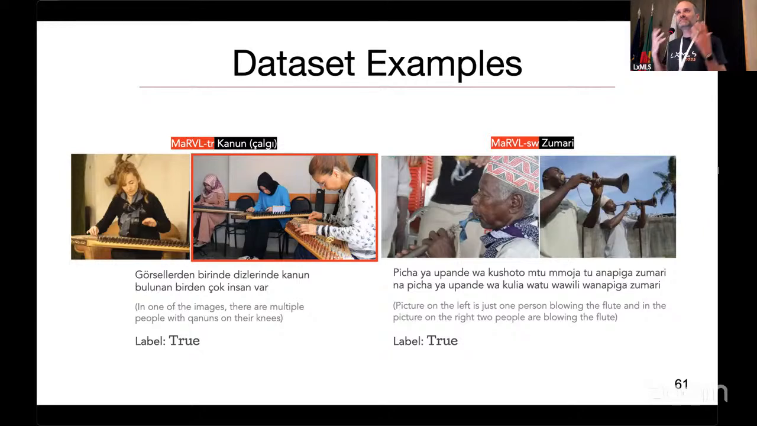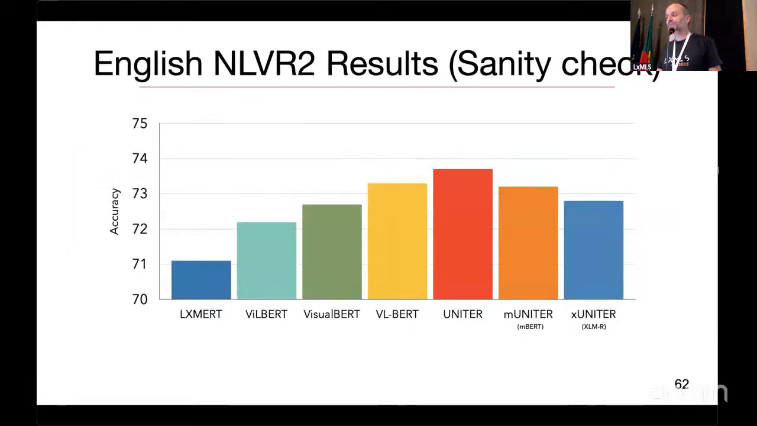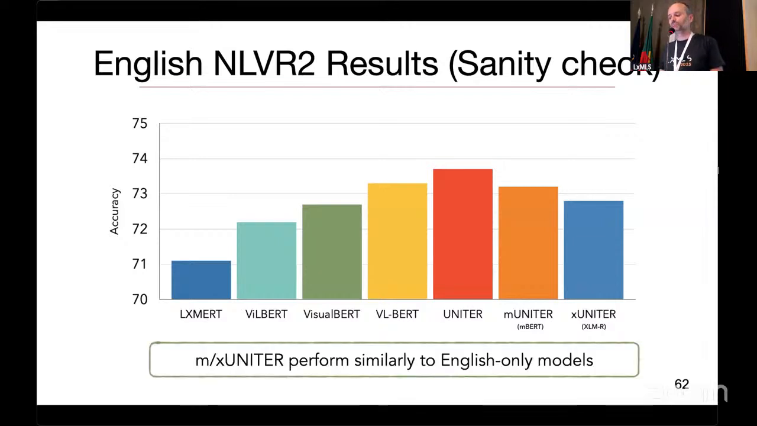So we have this data set, and we want to know whether vision and language models can actually understand this type of multilingual, multicultural data. As a sanity check, we trained a vision language model ourselves. This was back in 2021, based on an mBERT language model or an XLM-RoBERTa language model. And it performed reasonably similar to state-of-the-art English models at the time. So we felt quite confident about the model we had built.